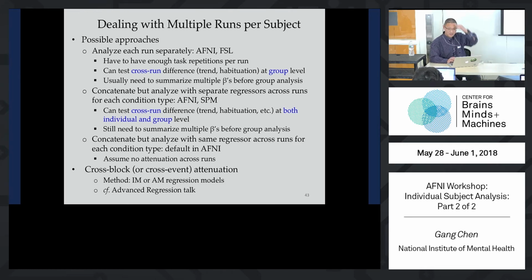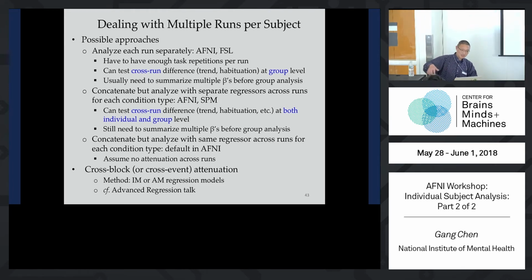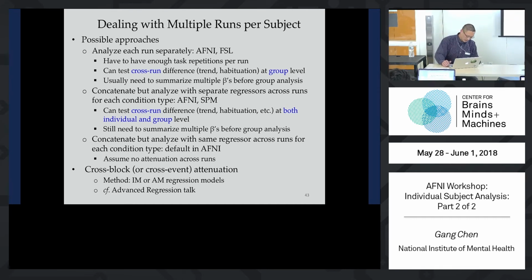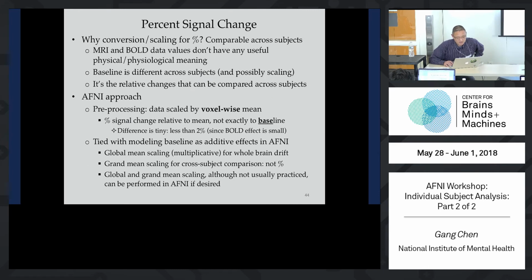So for SPM, you can concatenate those multiple runs, but you have to model them as separate regressors for each condition. So that's similar to FSL, but it does have the convenience that you can concatenate them, though you have to model them as separate regressors. In the end, they probably do have a way to average those multiple betas per condition. So that's the practical issue of dealing with multiple runs. Any questions about this? It's pretty straightforward, just a simple concept.